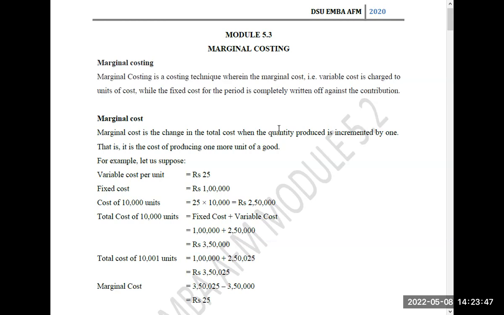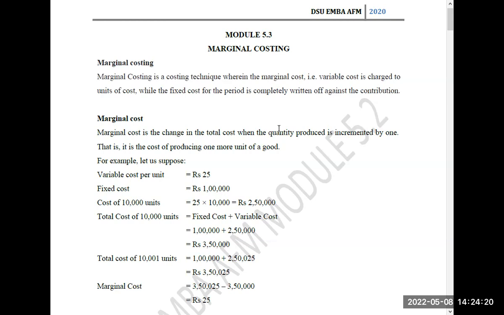So what is the total cost now? 25 rupees per unit multiplied by the number of units produced. The number of units produced is 10,000. So the total variable cost is 2,50,000 to produce 10,000 units. At the same time, the company has to spend 1 lakh rupees irrespective of the volume of production. That is called fixed cost. So the total cost will be equal to 3,50,000, because fixed cost is 1 lakh and variable cost is 2,50,000.